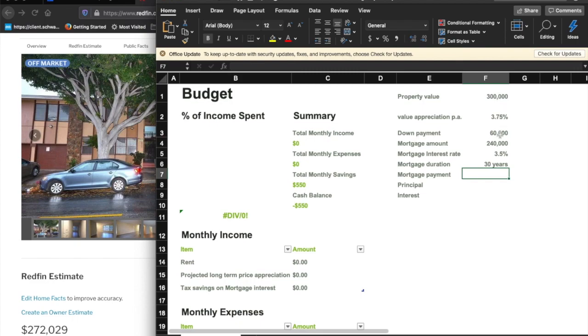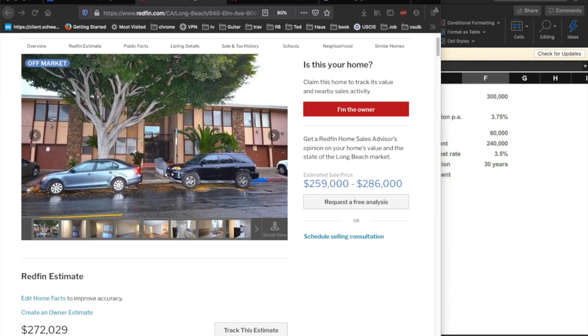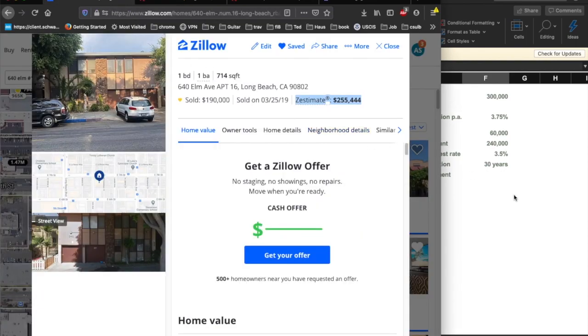I assume here a 20% down payment. The reason is if you put in less than 20% down payment, you can still buy deals, but you have to pay the so-called PMI, which stands for private mortgage insurance, and that is about 0.5%. That would jack up your interest rate by 0.5% if you can't come up with 20% down payment.